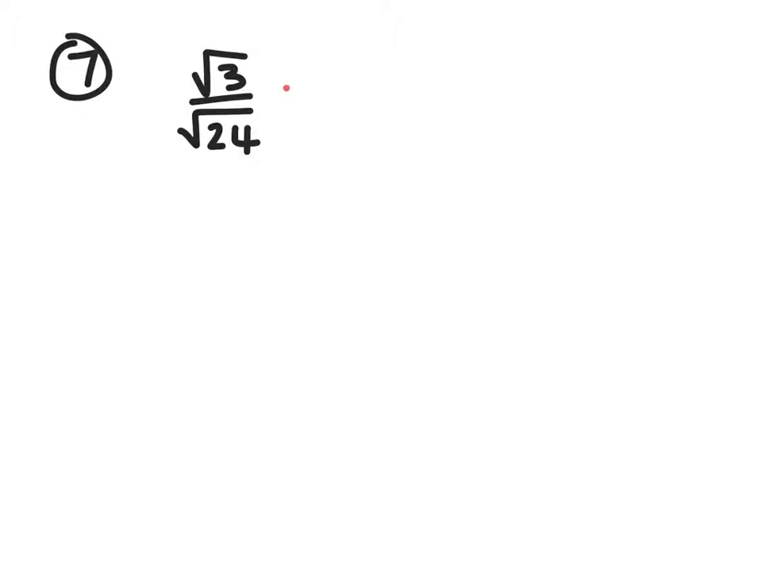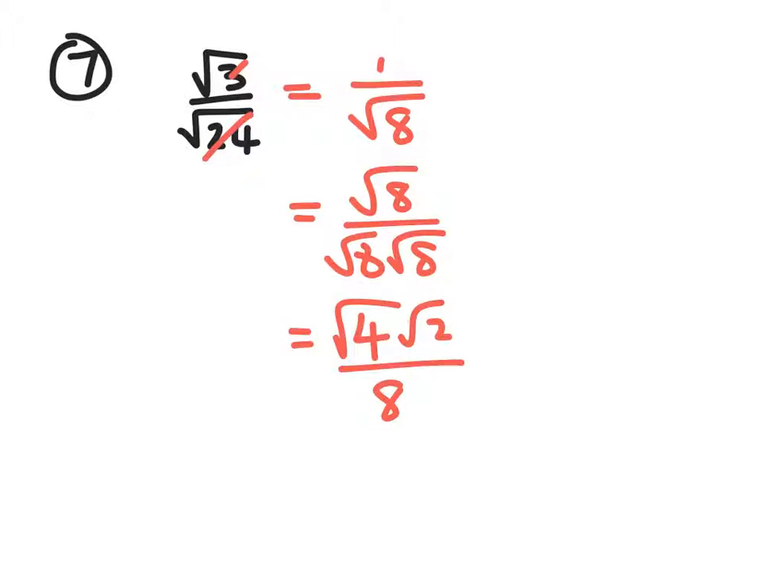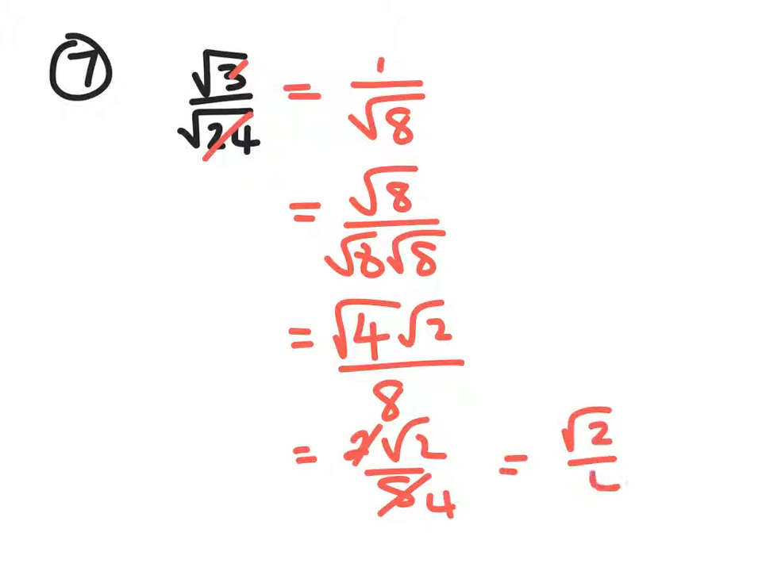Question 7. Well, 3 goes into 24 8 times, so this becomes 1 over root 8. Rationalise the denominator means you put a root on the top and bottom. Root 8 can be written as root 4 times root 2. Root 8 times root 8 is 8. Root 4 is 2, so 2 root 2 over 8. The 2 and the 8 cancel to give you a final answer of root 2 over 4. Now there are slightly different ways of doing this question, but you should always end up with that answer.